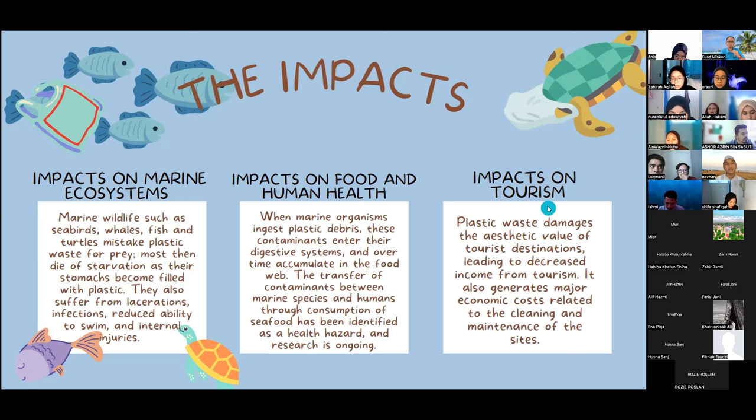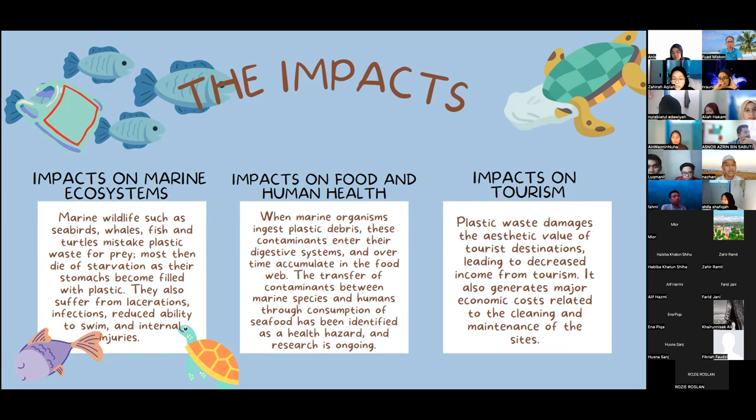And the last one, impacts on tourism. How can plastic debris impact tourism? For example, if you go to the Sabahan beach, you would see in recent years there's a lot of dirty beach spread with a lot of waste and plastic water bottles. You as a tourist, you pay so much money, and then you go somewhere like that, you will be like, oh no, I will not return to this place. So this plastic waste will damage the aesthetic value of the tourist destination, leading to decreased income from tourism.